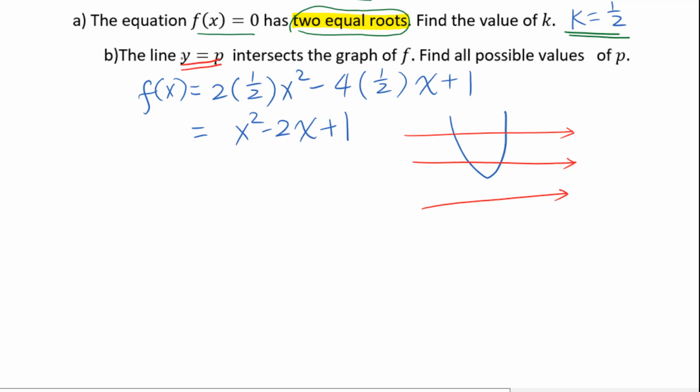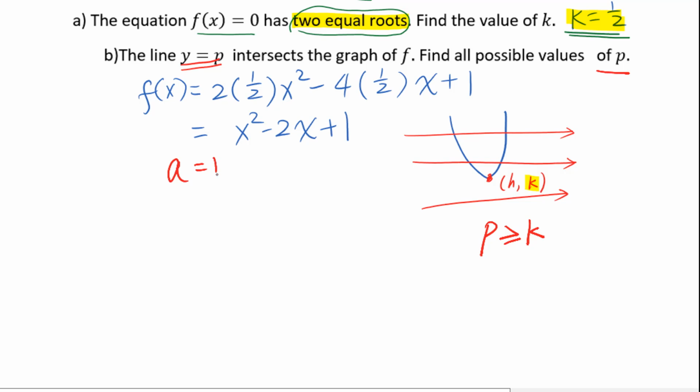This says the line y equals p intersects the graph of f when this p is greater than or equal to this vertex, (h, k). Remember, this k is not this k. They are different. When p is greater than or equal to this k, then y equals p will intersect the graph of f of x.